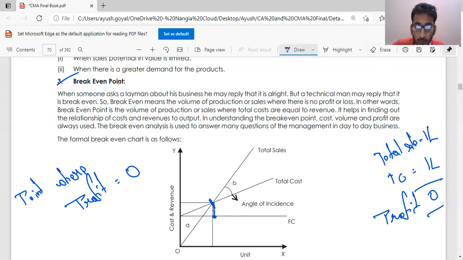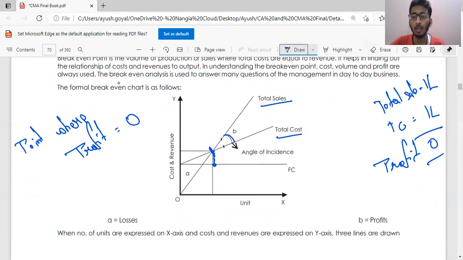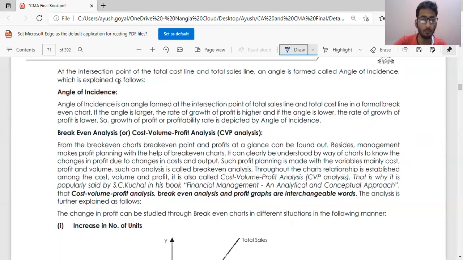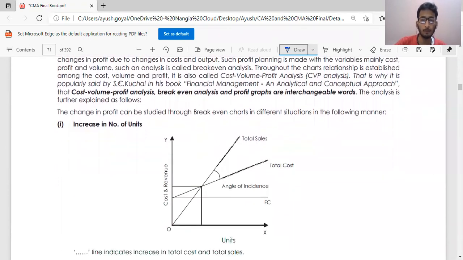Suppose if my sale goes up by 2 rupees, my cost goes up by 1 rupee. So I'm having 1 rupee profit. This is the angle which is made between the cost line and the sale line. That is called the angle of incidence. Okay, so that is the break even point.